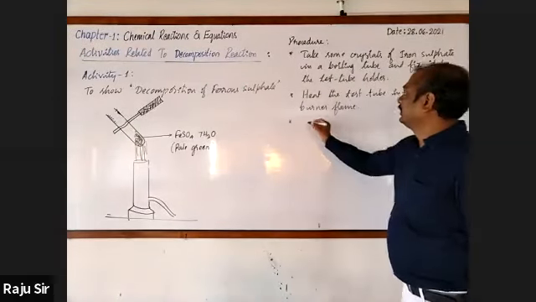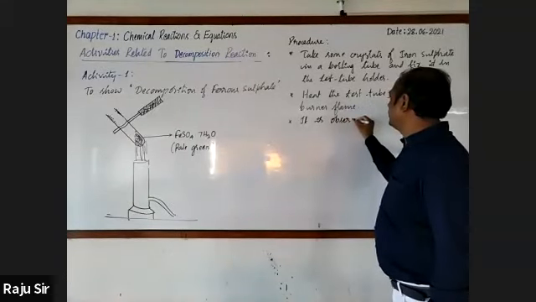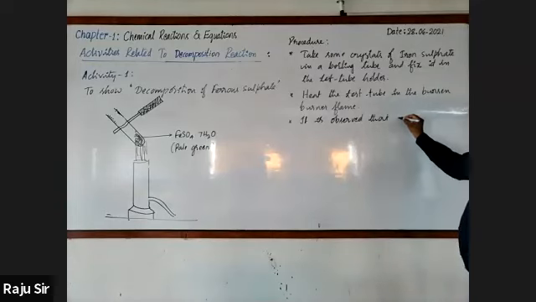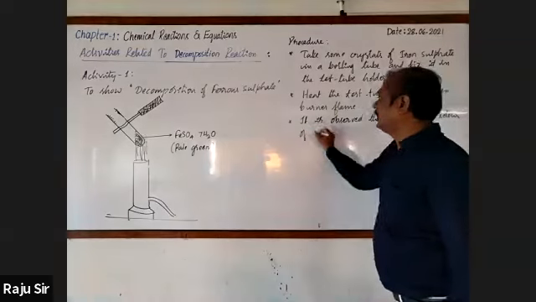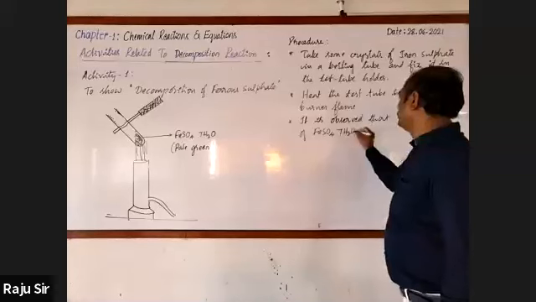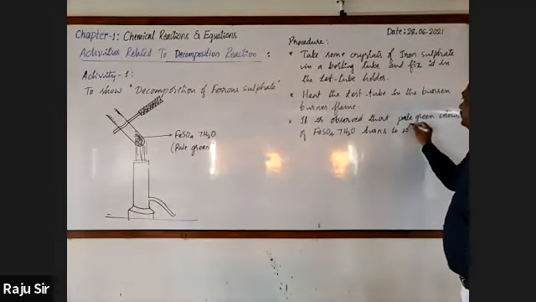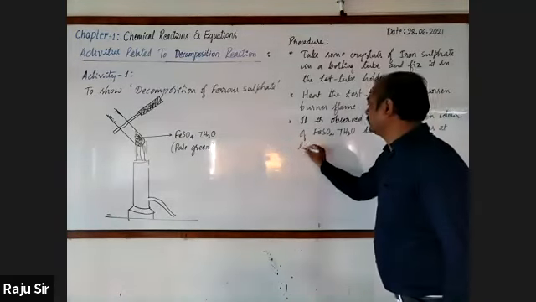It is observed that the pale green color of iron sulfate, FeSO4.7H2O, turns to white as it loses water.